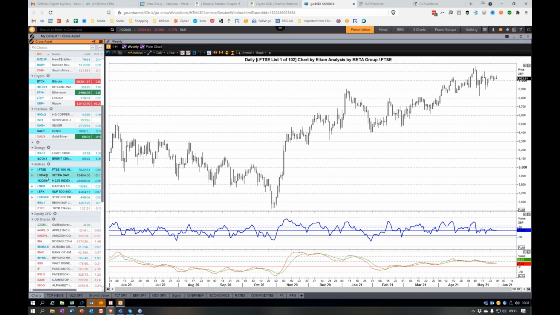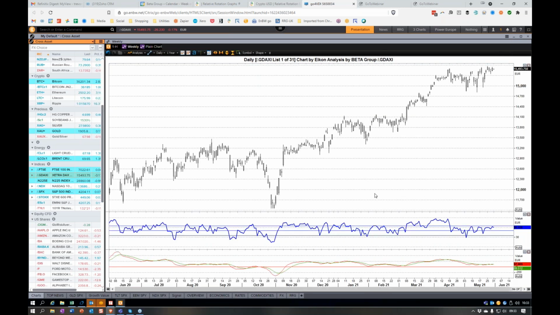Looking at the DAX, the German 30 here, higher lows pattern. Good constructive pattern. The RSI looking okay. The MACD just about okay here. But let's look at the longer term picture. Is this attractive or not?